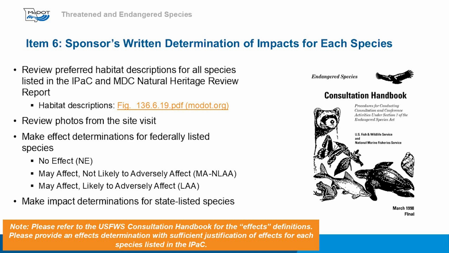A may affect likely to adversely affect determination should be made when the species is likely to be adversely impacted. Indirect effects both on-site and off-site should be considered. Formal U.S. Fish and Wildlife Service consultation is required when this determination is made, and mitigation may also be required.